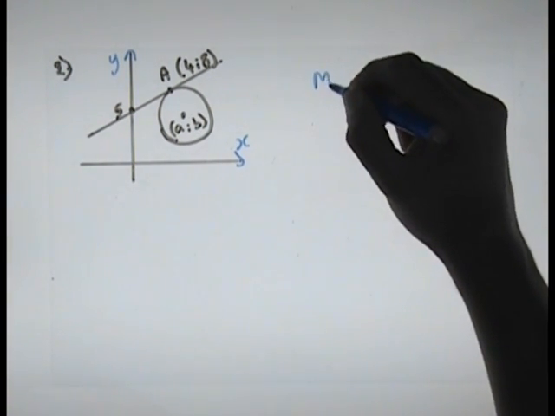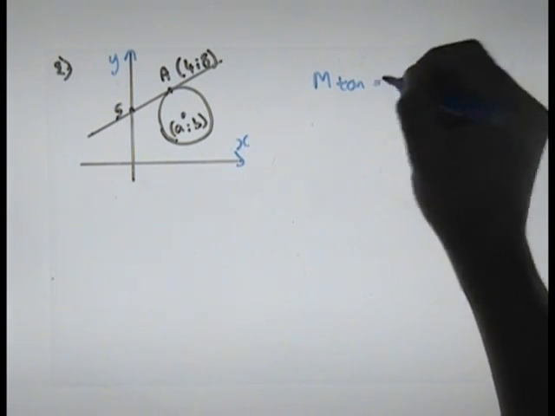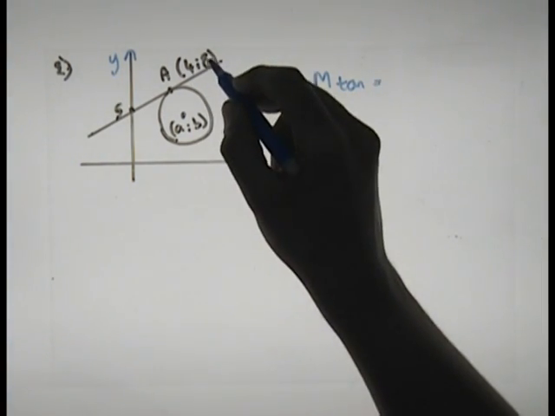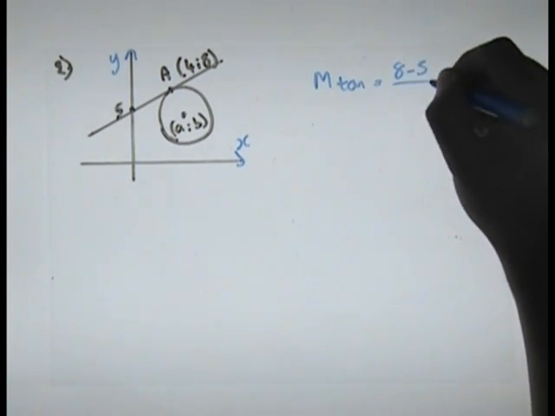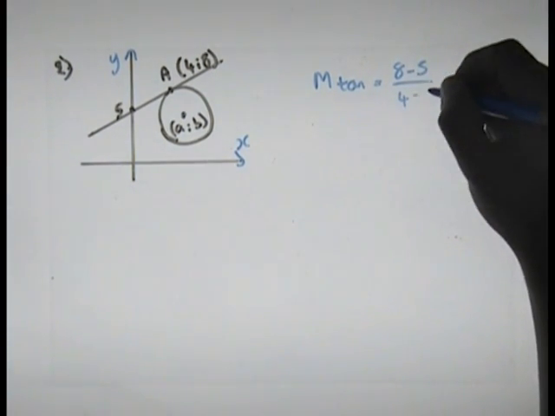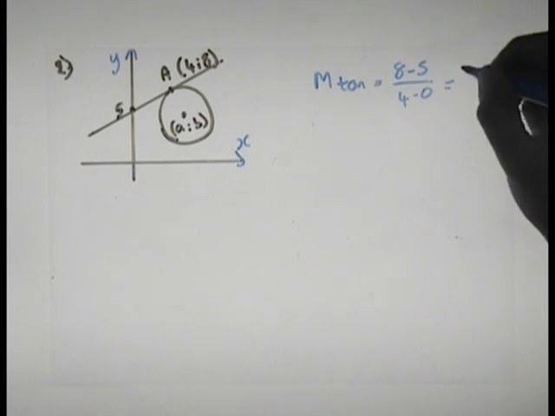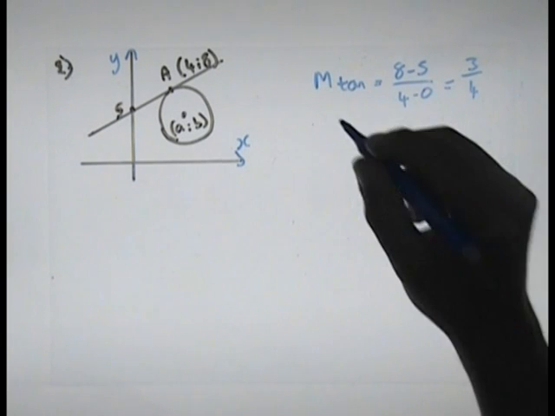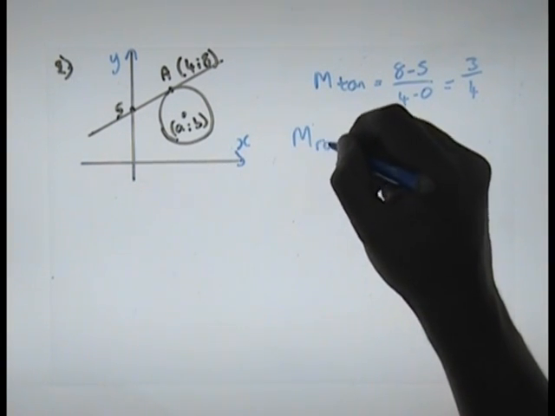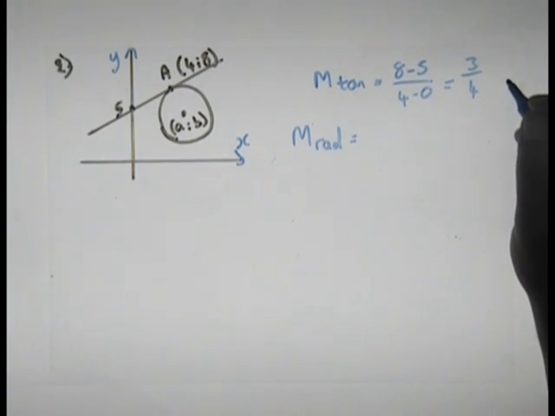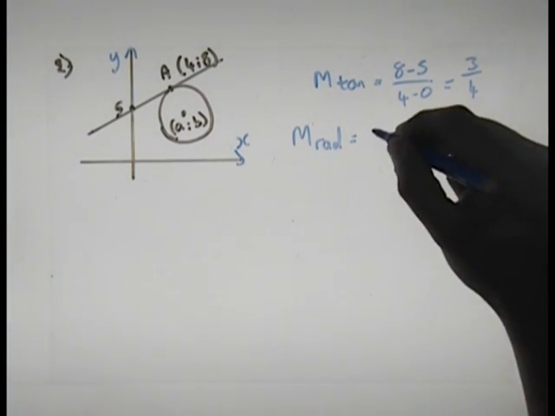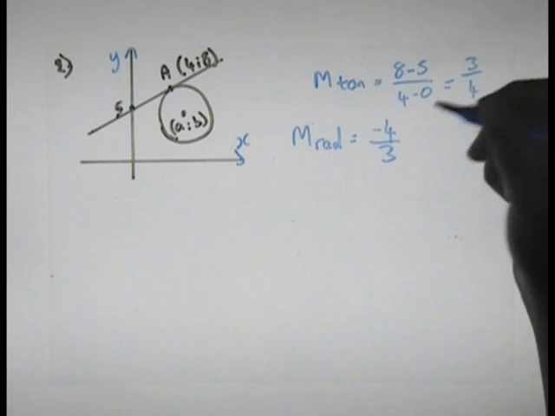The gradient of the tangent is going to be given as y2 minus y1, so that's 8 minus 5 over x2 minus x1, which is going to give me an answer of 3 over 4. That means that the gradient of my radius is going to be given as negative 4 over 3.